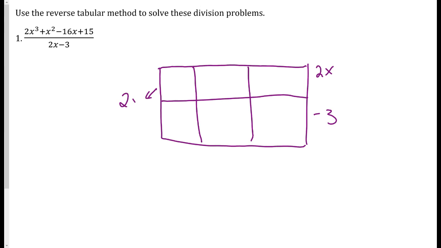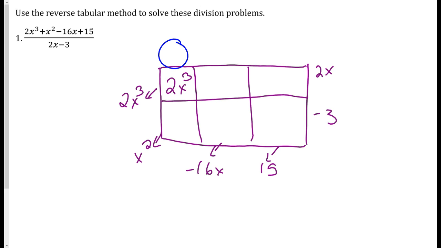From that diagonal, I need to get out a 2x cubed. From this diagonal, I need an x squared. That diagonal, I need a negative 16x, and then I need out a 15. Remember that we take our dividend, the numerator, and that's our result that we get from the multiplication question. So I know a 2x cubed goes here, and we need to say, what times 2x gives me 2x cubed? Well, that's x squared. X squared times negative 3 is negative 3x squared.